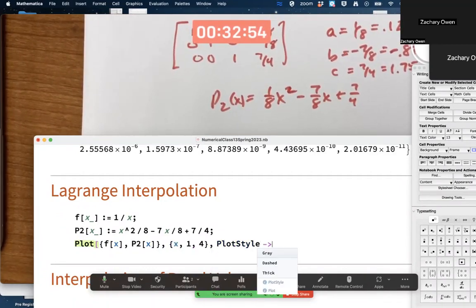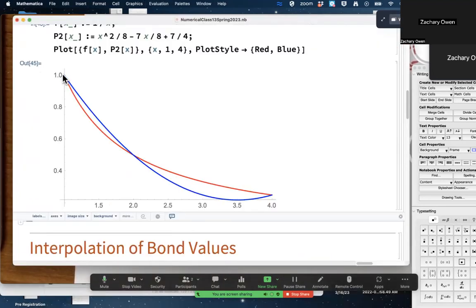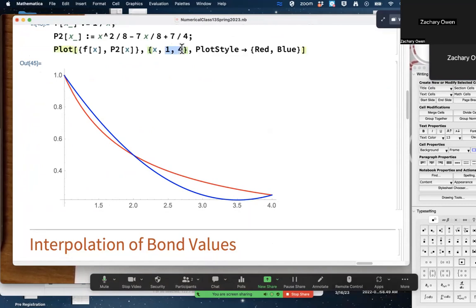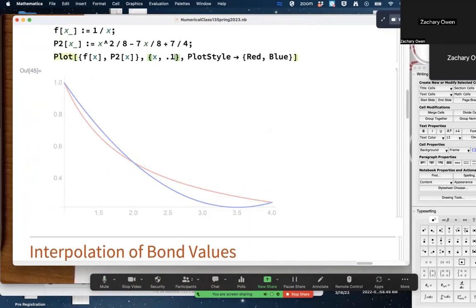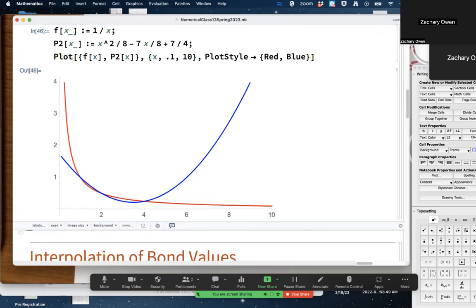The original function, let's make red, and the approximation blue. They're matching exactly at x equals 1 right there, x equals 2 right there, and x equals 4 right there. So it's an approximation. The blue is approximating the red over the entire interval. With Taylor polynomials, the approximation gets worse the further you move away from x0. With Lagrange polynomials, it gets worse the further you move away from your interval. It gets worse and worse. So it's a good approximation between 1 and 4.